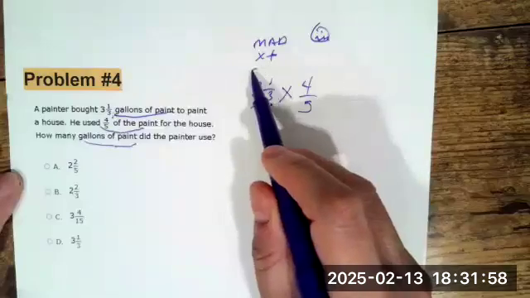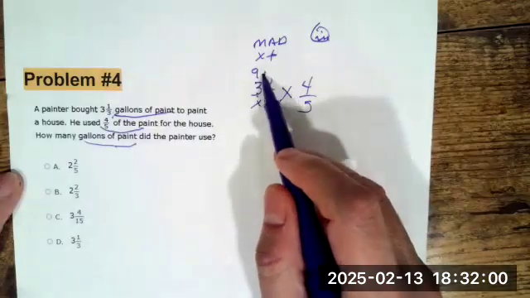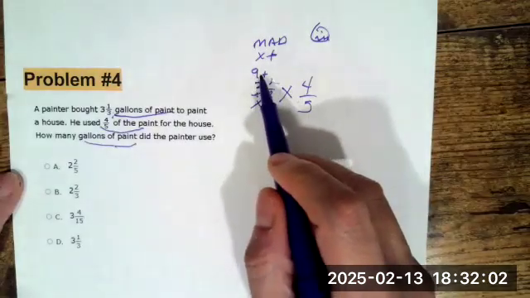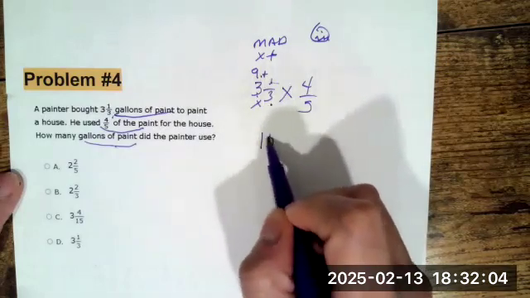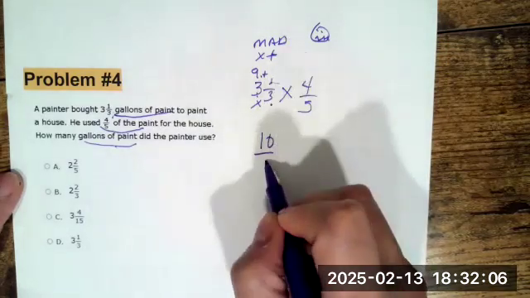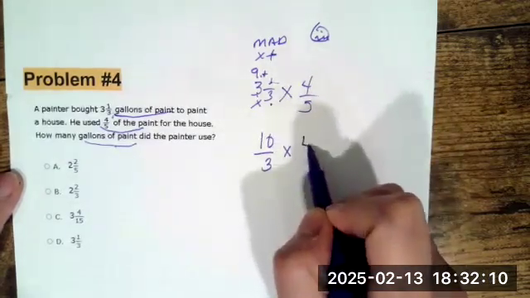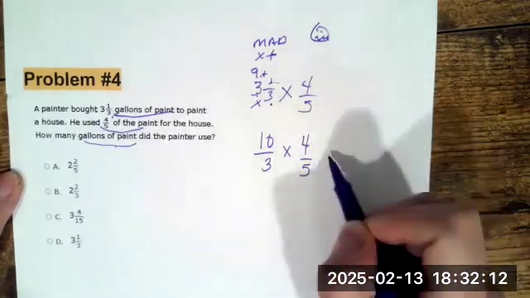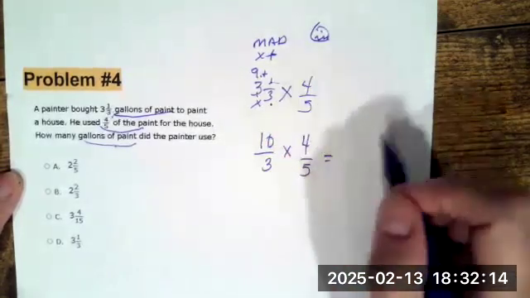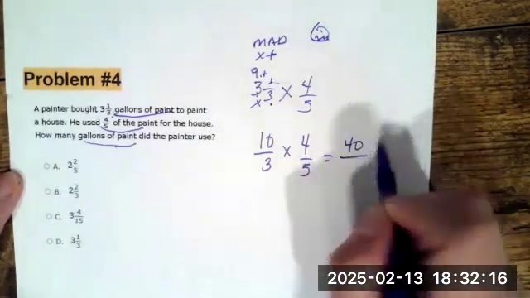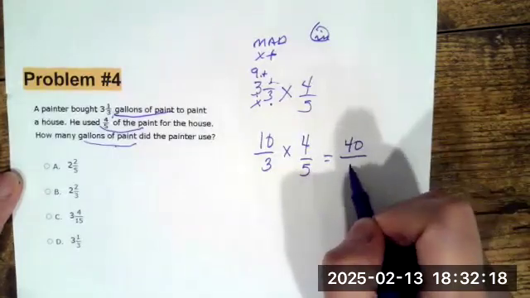We're going to multiply the denominator by the whole number, so we're going to follow the steps. 3 times 3 is 9. Then we add the numerator, so 9 plus 1 is 10. My denominator stays the same, 10/3. And then I'm bringing this one down. So now we can multiply by 4/5. 10 times 4 is 40. 3 times 5 is 15.